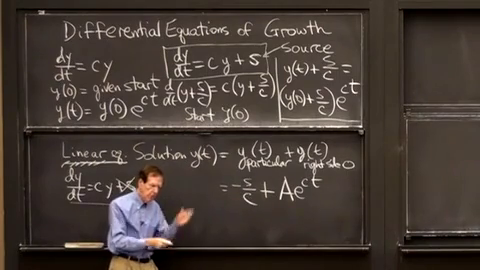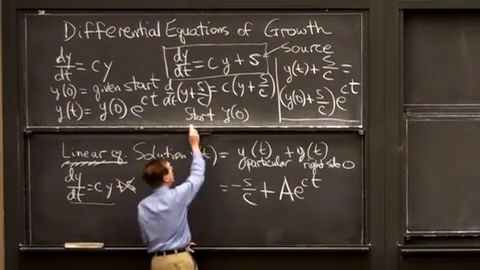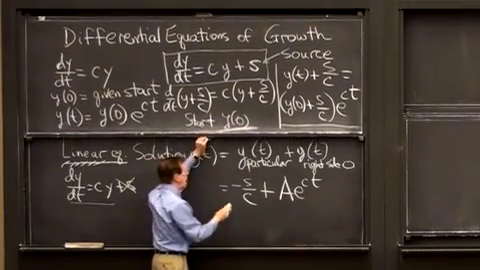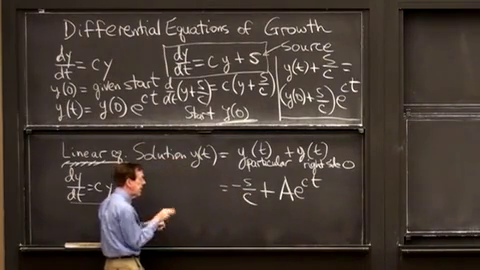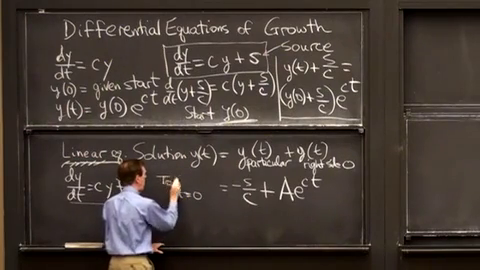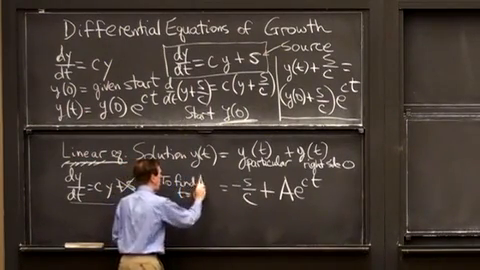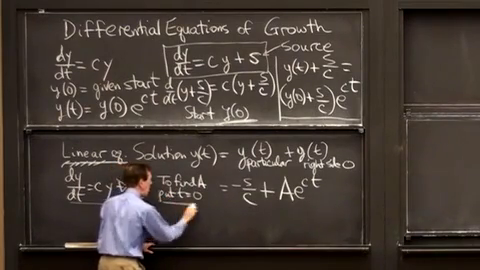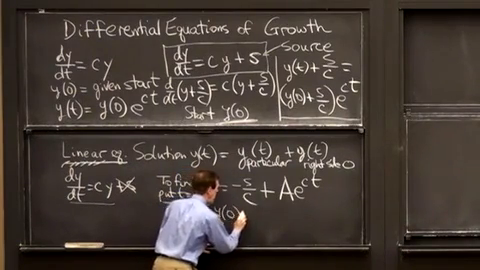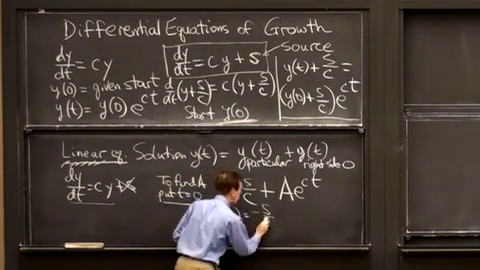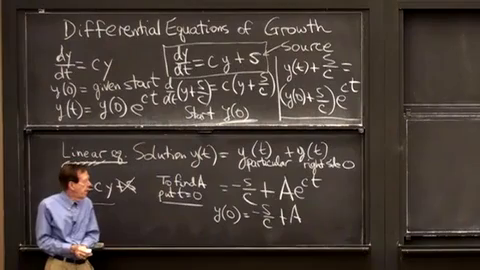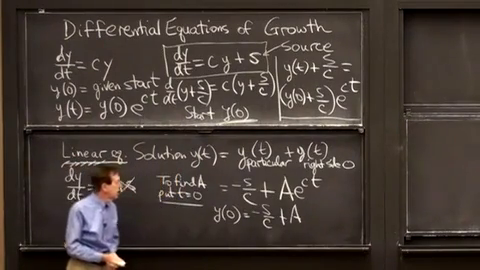But of course, I'm going to find out what it is by starting at the right place. By starting at y of 0, I'll find out by setting t equals 0. So put t equals 0 to find a, because we know where we started. So we started at a known y of 0 equals minus s over c plus a. Setting t equals 0 makes that 1. You see, we found out what a is.